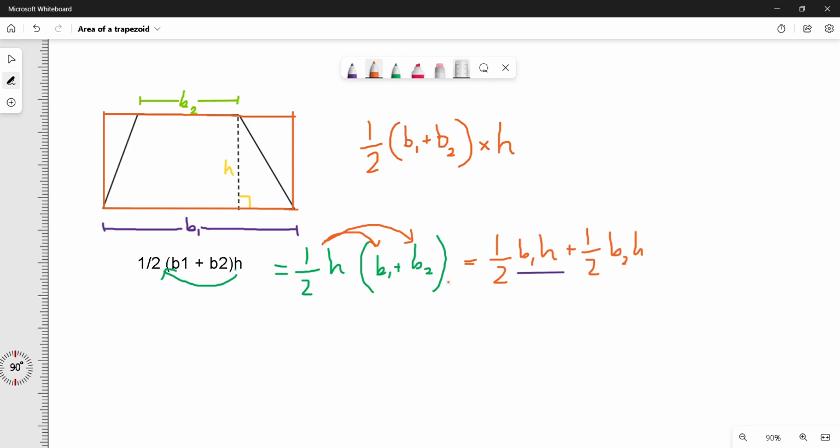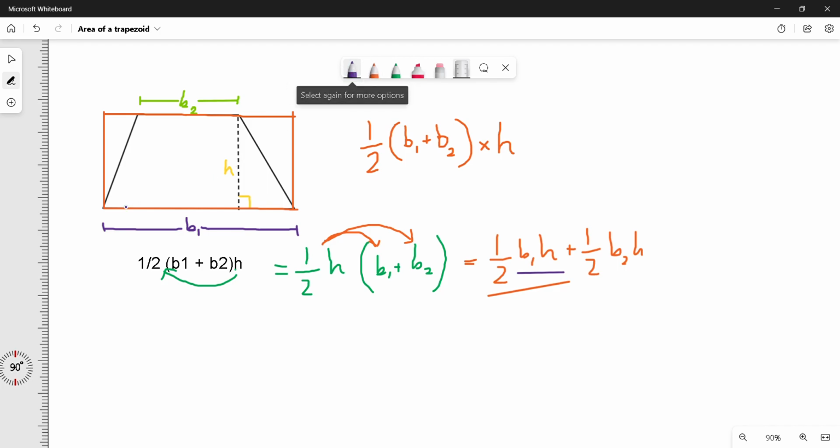But here we have half of the base 1 into height. That means that we have to take only half of this rectangle. We can divide it into two equal parts, but let me break up this rectangle into three parts and then divide all those parts into two parts.